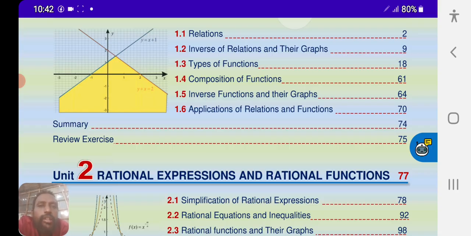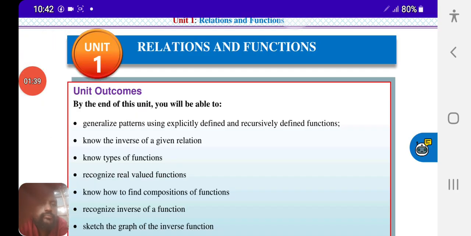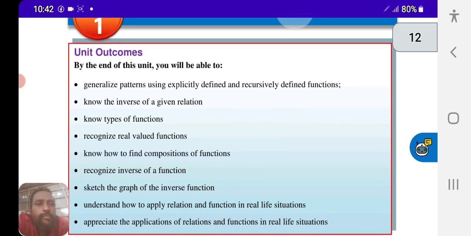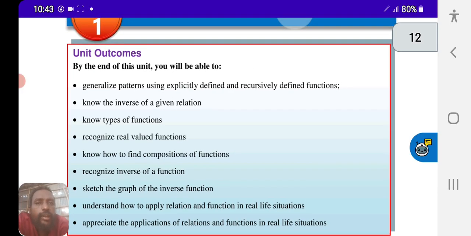Let's see our topic. Okay, students, in unit 1 we will discuss relations and functions, the outcomes. That means after learning this lesson, a student must be able to do these things. The first one, generalize patterns. The student must generalize patterns using explicitly defined and recursively defined functions, and must be able to know the inverse of a given relation.